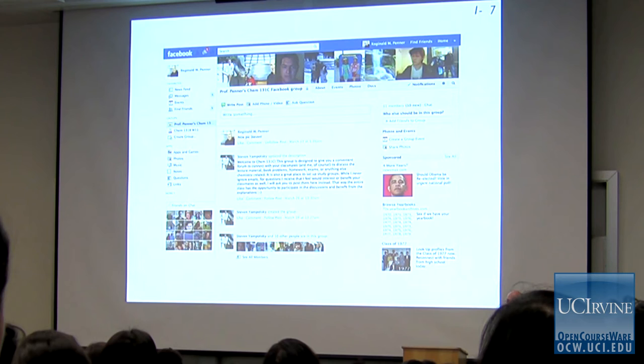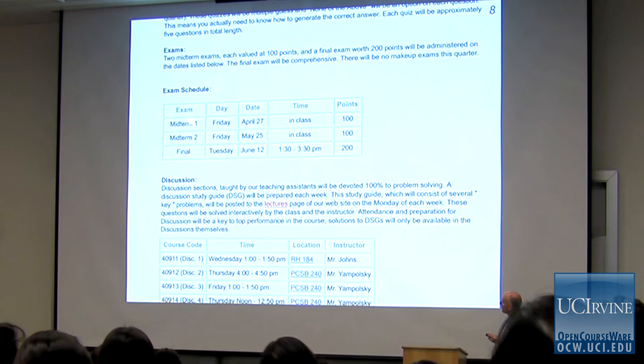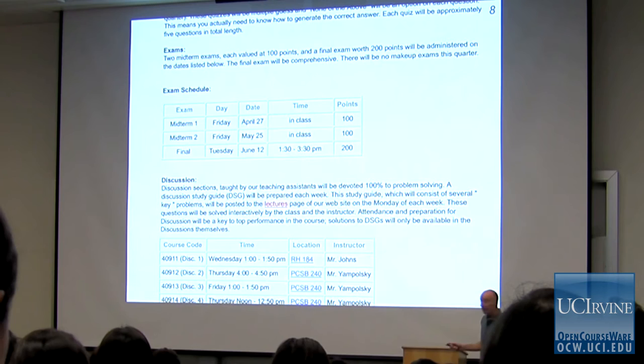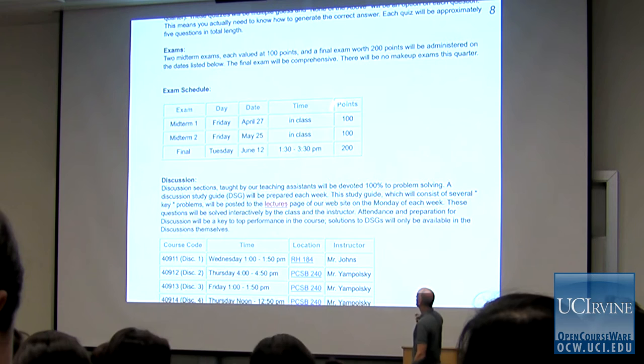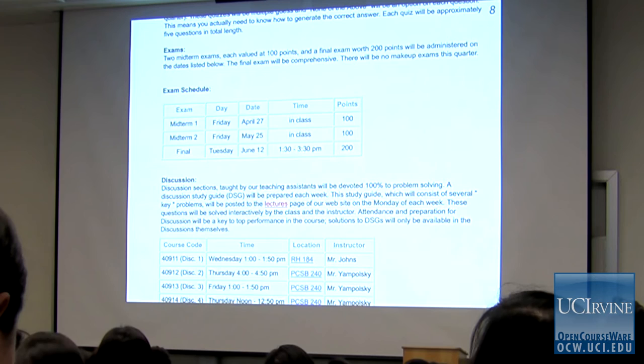In addition to the quizzes, we're going to have two midterm exams this quarter. That's different from previous quarters. One on April 27th, one on May 25th. These are both on Fridays. They're both going to be in class, both worth 100 points, and both completely problem-oriented. I'll have a lot more to say about these later on. Finals on Tuesday, June 12th. That'll be comprehensive. It's worth 200 points.